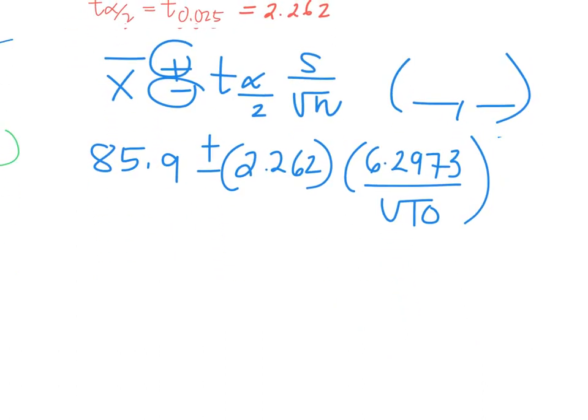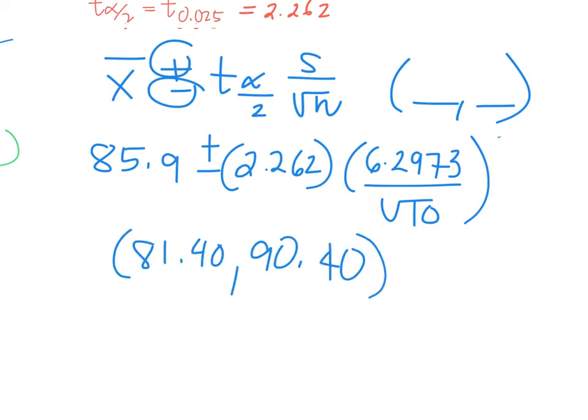Okay, so I'll compute the value. You can pause the video for now and then just play it again to reveal the final interval. So the confidence interval under the 95% confidence level is 81.40 to 90.40. So the true average score of the students is somewhere in between 81.40 and 90.40.